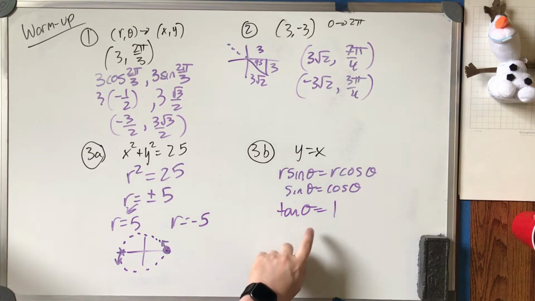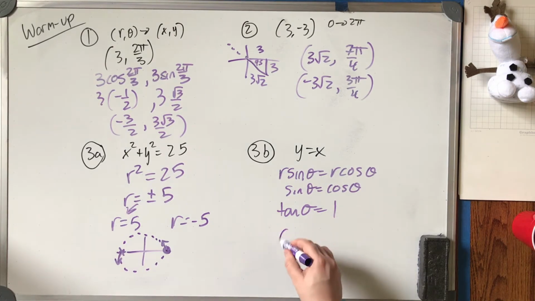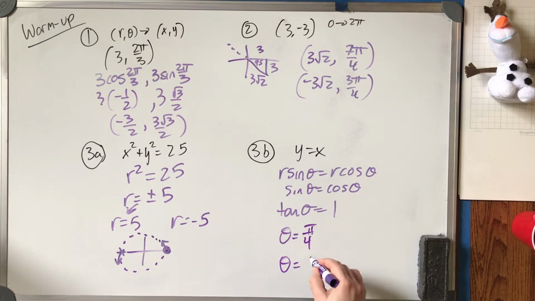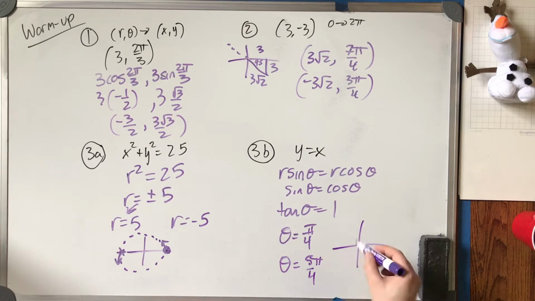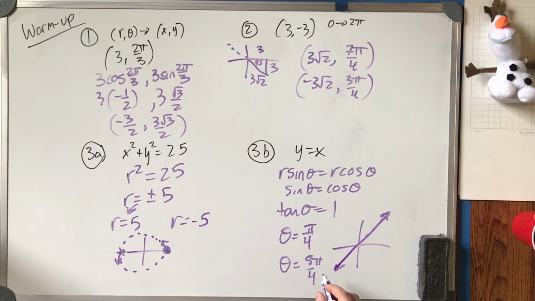We could leave it this way, but most people go one step past this, which is to actually find the angles. So this is going to be theta equals either pi over 4, or we could have theta equals 5 pi over 4. And let's think about that. Theta equals pi over 4 is going to be right here. And since we aren't given a radius, that means it's all radiuses. So that ends up filling in this entire line in both directions, which is y equals x.